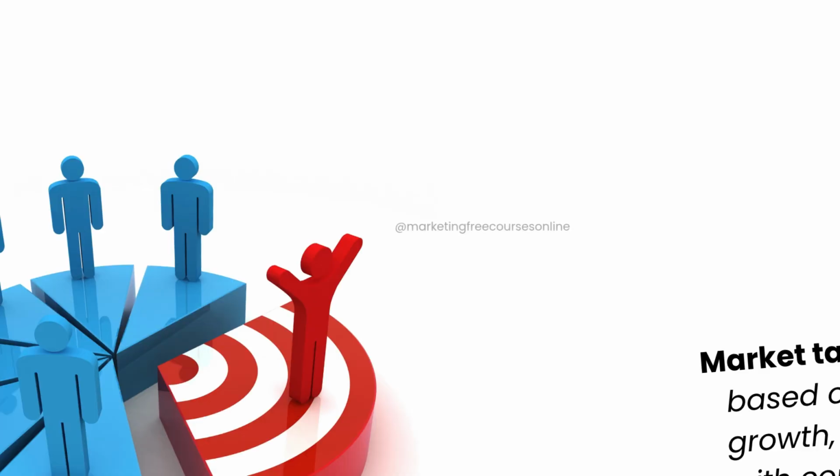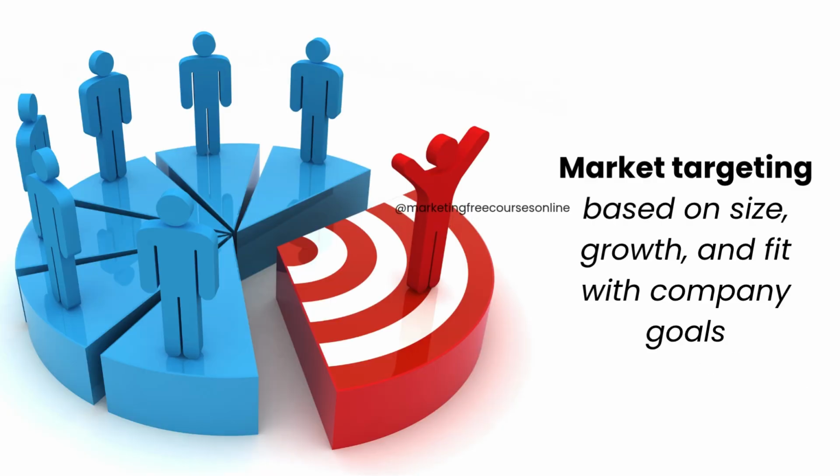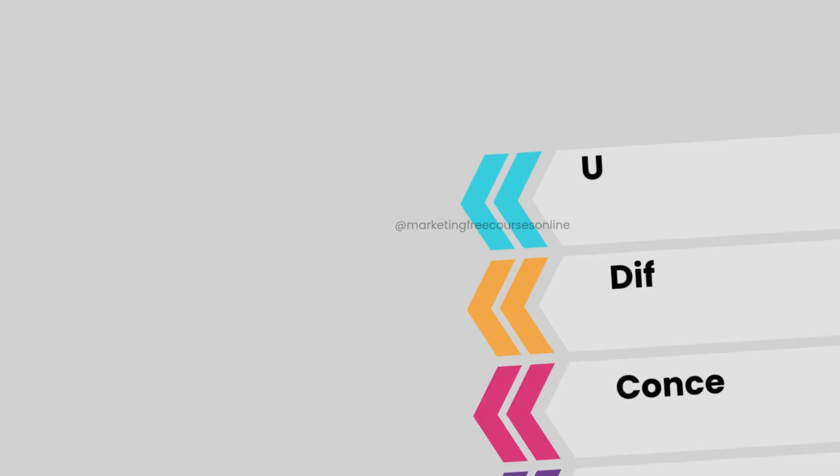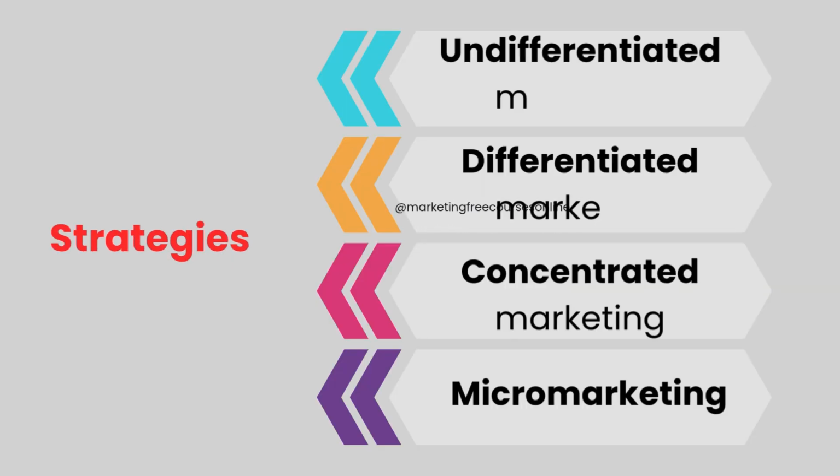2. Market targeting, choosing which segments to focus on. Companies evaluate segments based on size, growth, and fit with their goals. Nike might target runners because it's a big growing group that loves their sneakers. They use strategies like undifferentiated marketing, targeting everyone with one offer, like Coca-Cola's universal Share a Coke campaign.